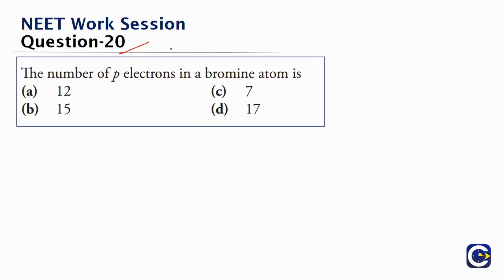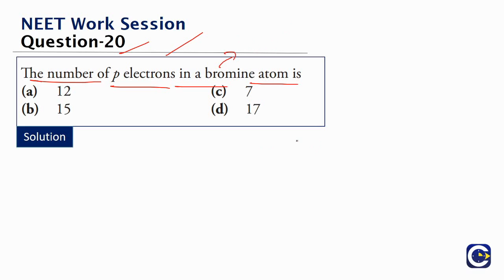Next we have a question which is again based on the electronic configuration. So look at this. The number of p electrons in a bromine atom. So we need to find the number of p electrons in a bromine atom. Again, we have to write down the electronic configuration. For bromine, we should also know the atomic number. Then only we can answer this question. Otherwise there are also other methods to answer this question.